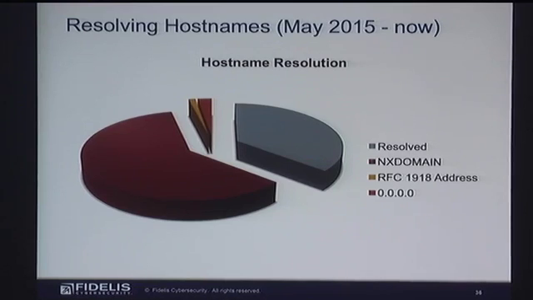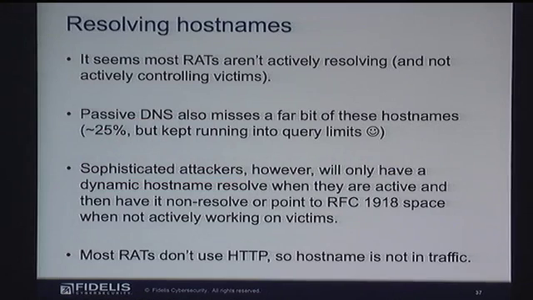And then 0.0.0.0, which is when an IP provider suspends one of their host names, they point it to quad zeros. I don't know, that's just what they do. So a fair bit of these were already suspended by the provider. So most RATs, certainly historically, are no longer actively resolving.